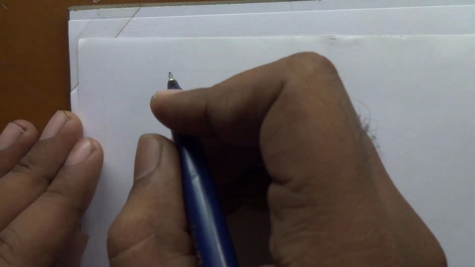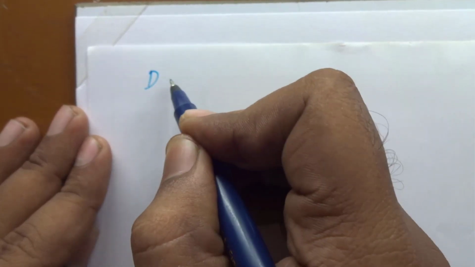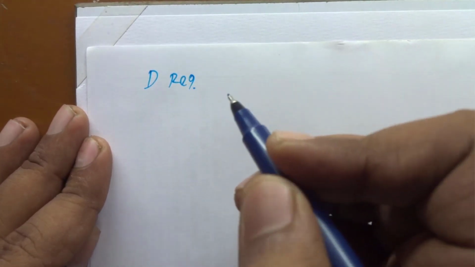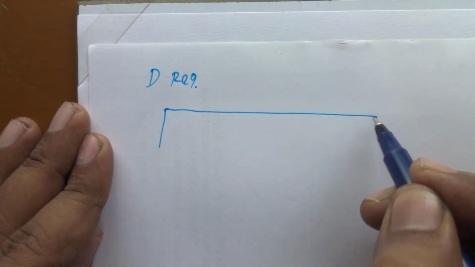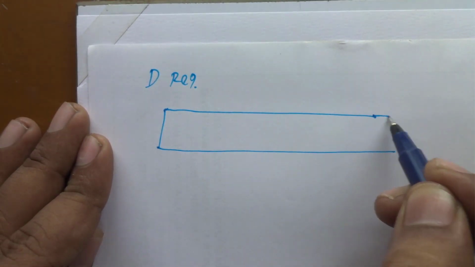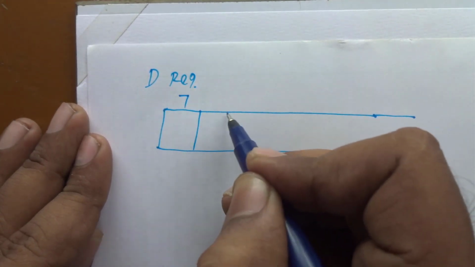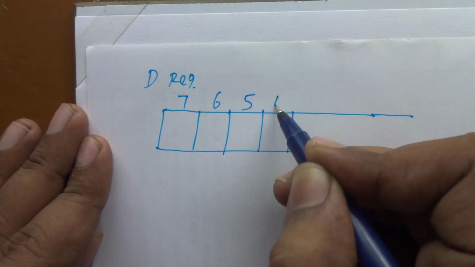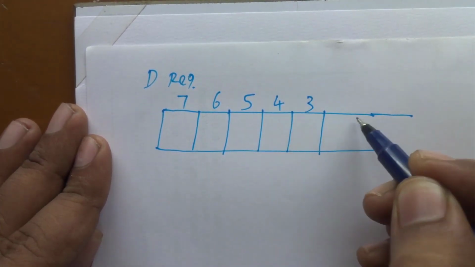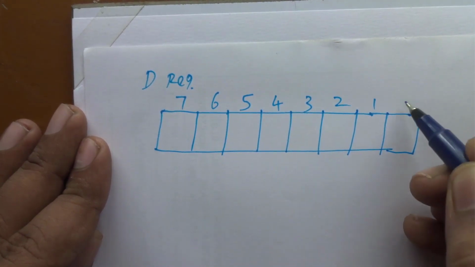So what does an 8-bit register mean? For example, if I am taking a D register, it is 8-bit wide. 8-bit means there are 8 flip-flops. Each flip-flop can hold a single digit. This is 7, 6, 5, 4, 3, 2, 1, 0.